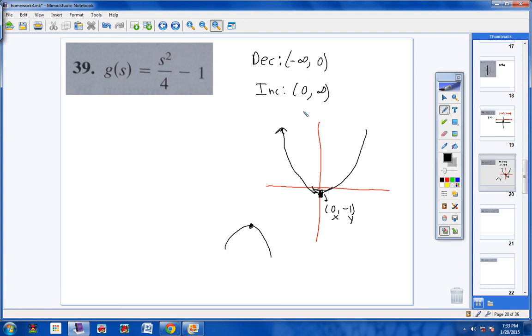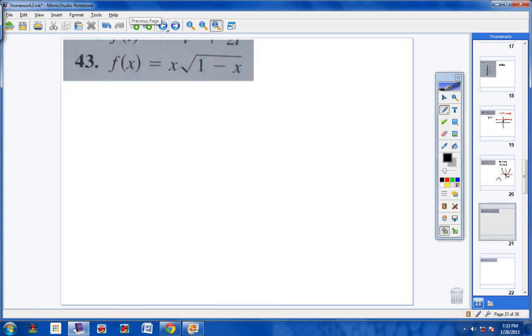Let's check the answer real quick. Make sure that we're doing well. Decreasing, negative infinity to 0, increasing, 0 to infinity. So yes, we're doing fine. Okay, moving on to number 43.